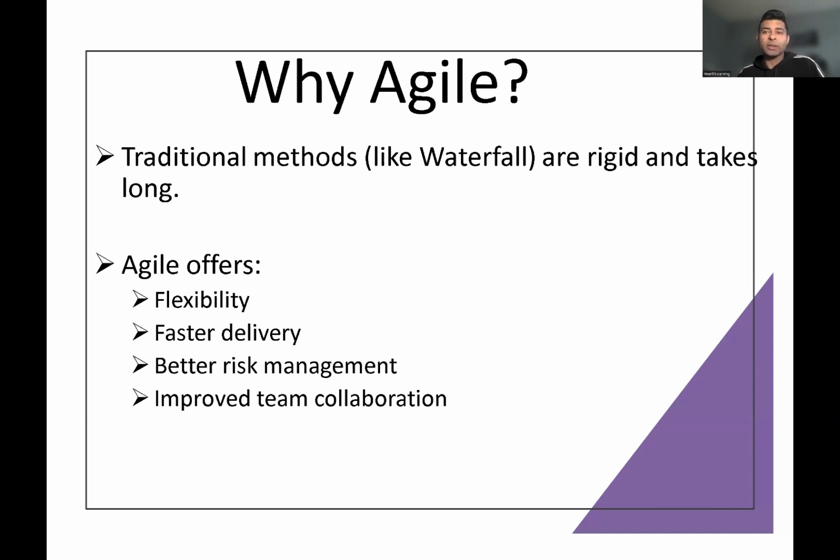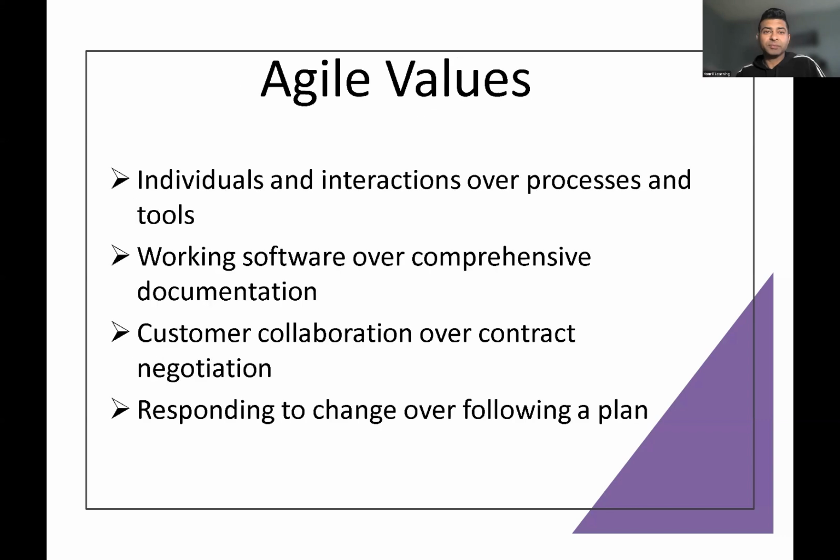So what does Agile offer? Flexibility. You can change within 2 weeks. You know the product, and if something is not working, you can change it. Faster delivery. It delivers within 2 weeks. Better risk management and improved team collaboration. If you get feedback, you bring it to the team in the sprint, you talk about it, and you get the things changed.